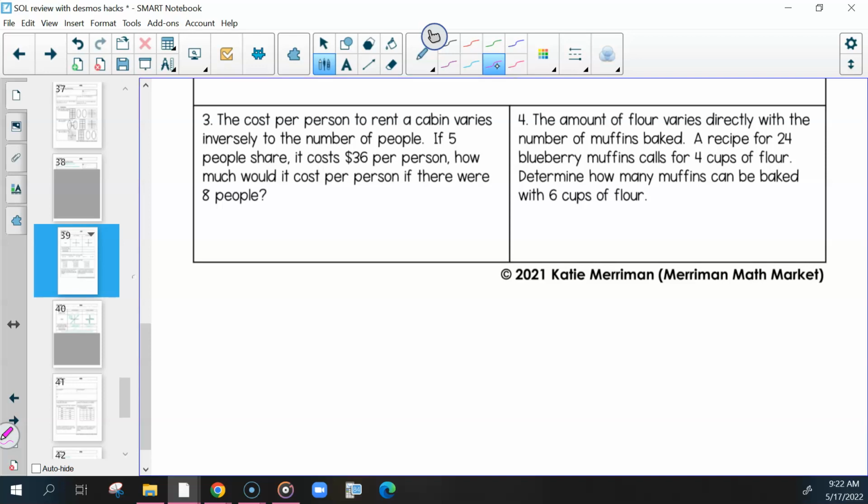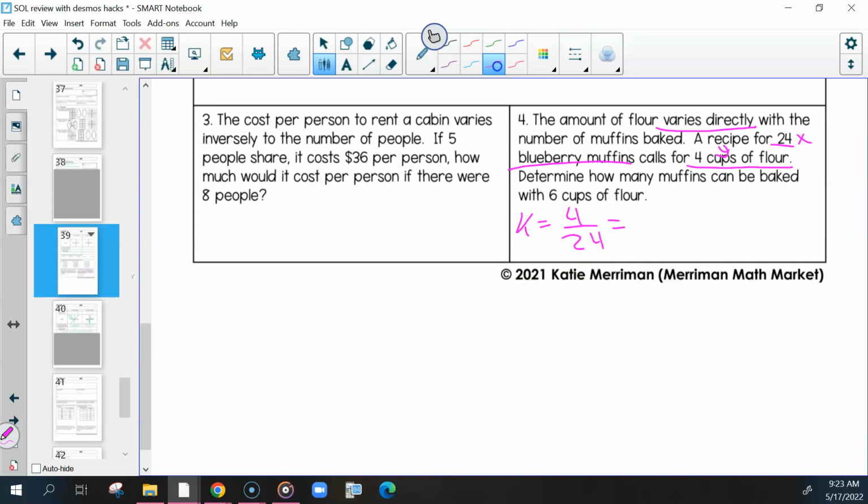For number 4, the amount of flour varies directly with the number of muffins. So we're going to have direct variation going on. A recipe for 24 blueberry muffins calls for 4 cups of flour. How would I set this up to find K? Which one is Y, which one is X of these two numbers, 24 and 4? 4 is Y, because that's the amount of flour. 24 is X. Sometimes they'll switch them up, so make sure you know which one is what. So this would be K equals 4 over 24.